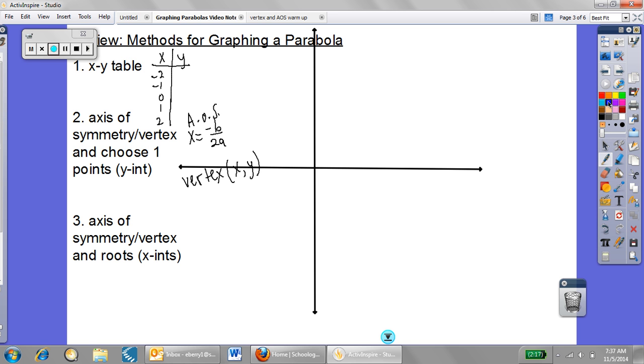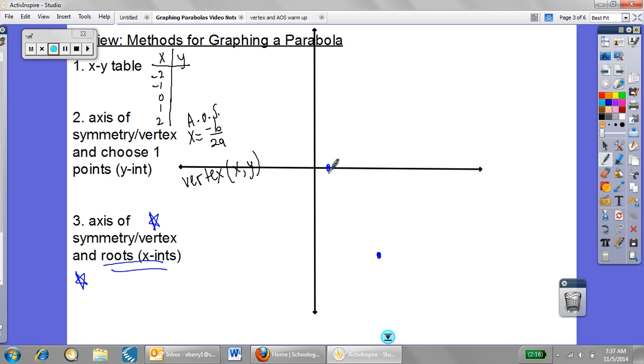Today we'll be working on this one, number 3. This will be our brand new concept for today. We're going to learn how to graph by using the axis of symmetry and vertex, and also by finding the roots. What this will look like, so we'll be able to find the vertex. So say we find the vertex is down here. Today we're learning how to find the roots, or the x-intercepts.